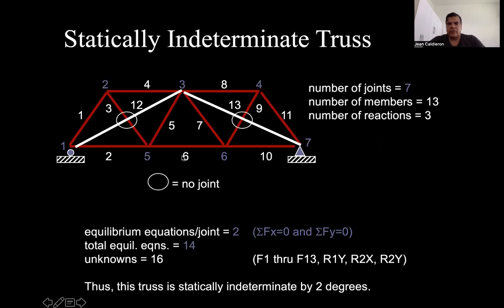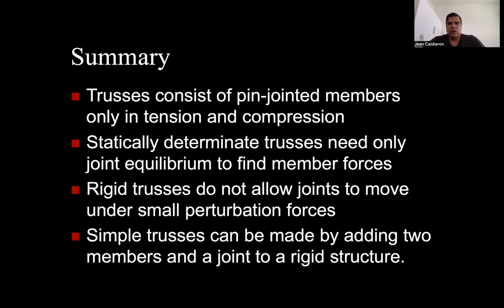Well, you need to be very careful when you design your truss that your truss is determinate because you need to calculate it. Well, as a summary, trusses consist of pin joint members only in tension and compression. Statically determinate trusses need only joint equilibrium to find member forces. Rigid trusses do not allow joints to move under small perturbation forces, and simple trusses can be made by adding 2 members and a joint to a rigid structure.